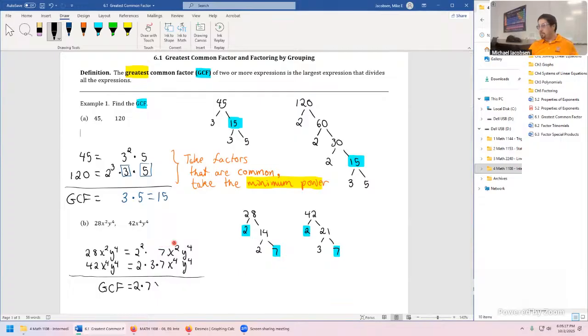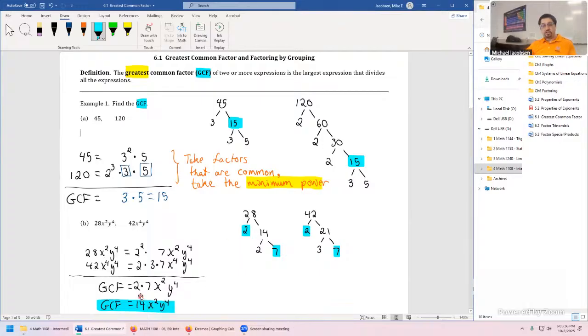Here we take the minimum power, so x squared. This one's a tie, so we just take y power 4. And 2 times 7 x squared y power 4, or rather, if we simplify it, 14x squared y power 4 is the greatest common factor.